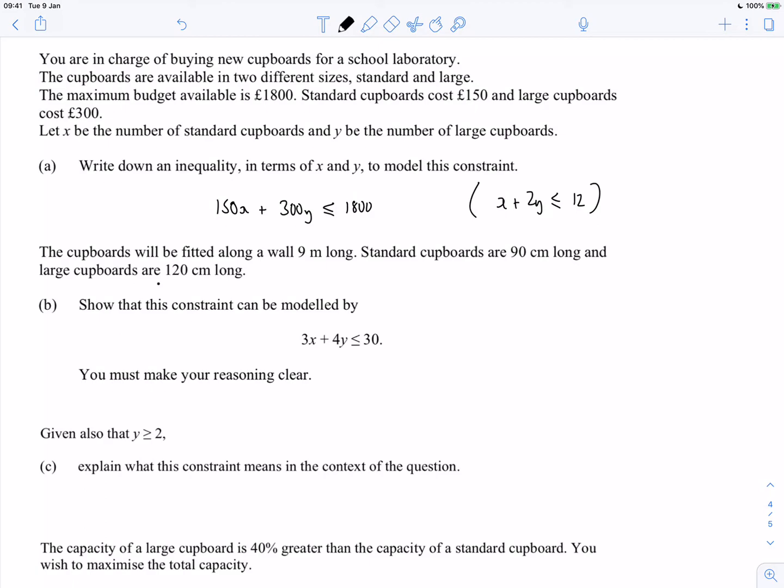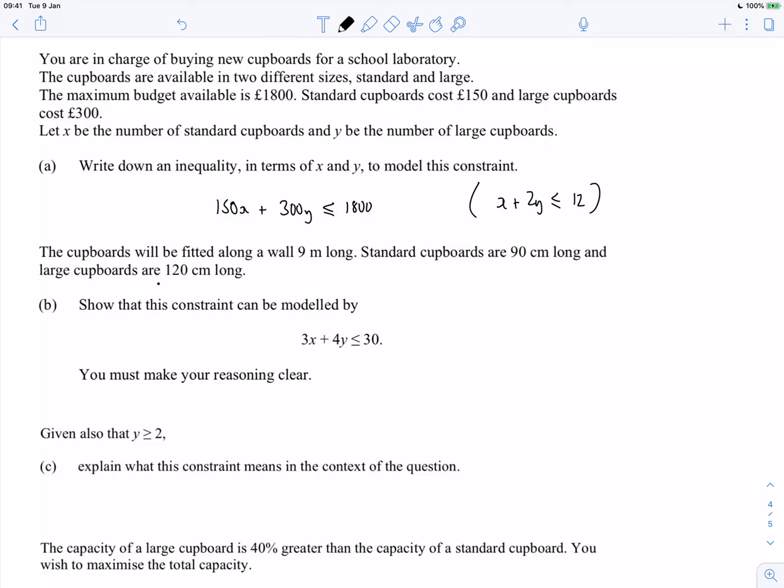12 150s. 10 150s is 1,500. That's 300 short, and that's 2. Yeah, it's 12. Okay, either of these would be fine. Totally fine. So what that's essentially saying is the number of standard cupboards plus 2 lots of the large cupboards has to be less than or equal to 12.